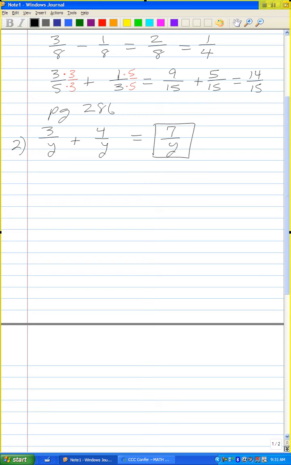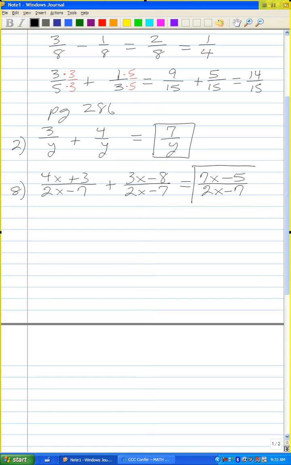Let me do problem number 8. 4x plus 3 over 2x minus 7 plus 3x minus 8 over 2x minus 7. And so, since I have a common denominator, I'll add numerators and write them all over the common denominator. So 4x plus 3x is 7x. 3 minus 8 is minus 5. And so I am done.